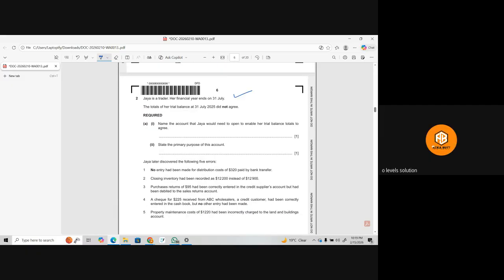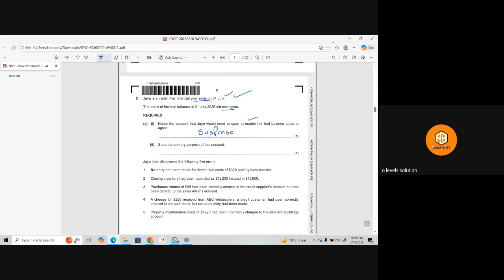Next, we have question number two. Okay, so they are saying that Jaya is a trader. Her financial year ends on 31st July. Totals of a trial balance at 31st July did not agree. Name the account that Jaya needs to open to enable her trial balance to agree: suspense account.